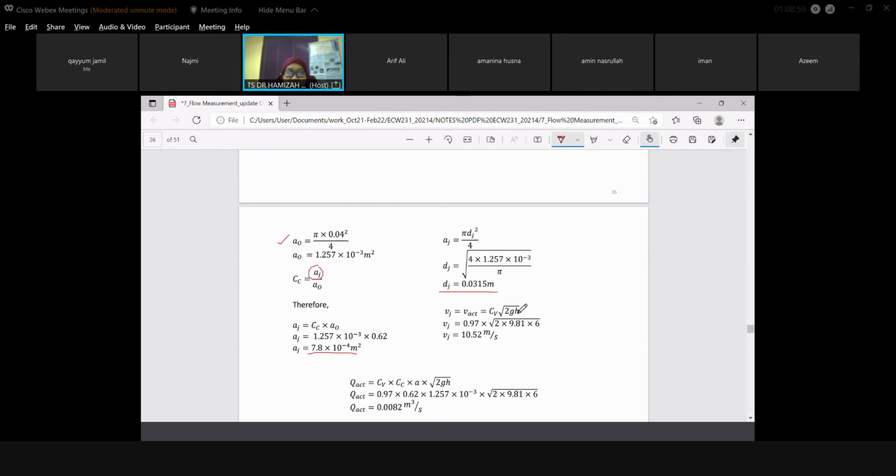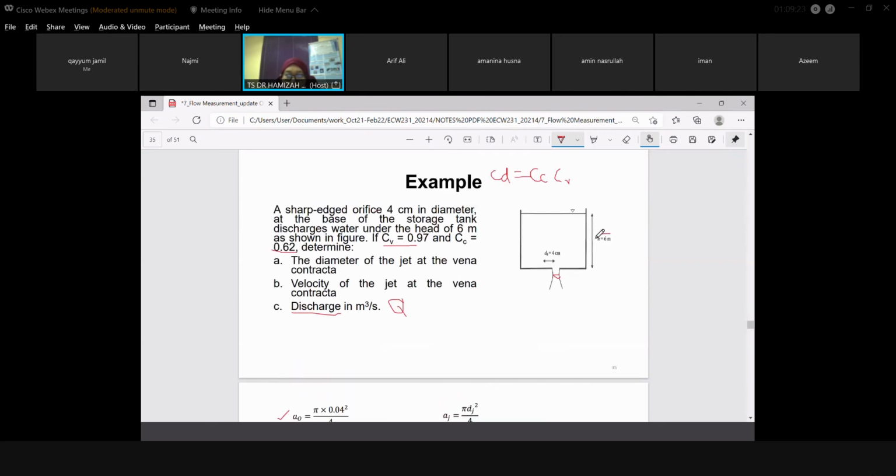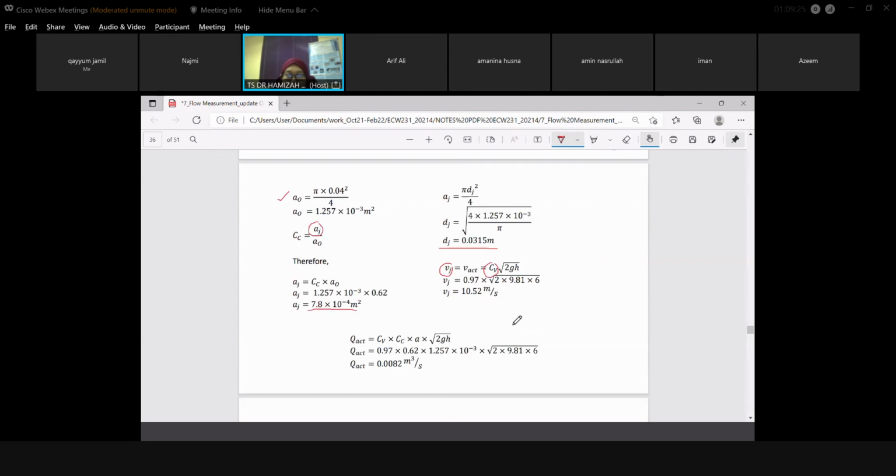So for the velocity of the orifice we use square root 2gH. It must be multiplied by CV because it is velocity. Don't mix up the C's: CC is for area, CD is for discharge, CV is for velocity. Okay, so substitute into 2gH, where H refers to here, 6 meter. So we get the velocity of the jet is 10.52 meter per second.